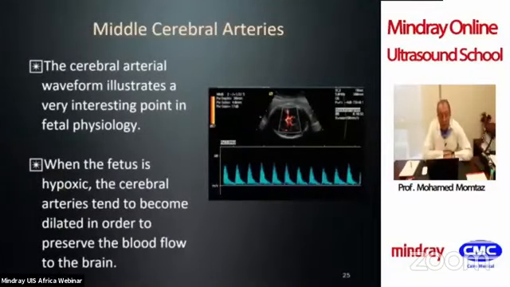The next vessel we study is the middle cerebral artery, and the middle cerebral artery is important because normally in pregnancy with advancing gestation, there is increased resistance, the opposite of the umbilical artery. So you'll have a very small diastolic flow in comparison to the systole. If the fetus is hypoxic, then the cerebral artery starts to dilate to redistribute the cardiac output more to the fetal brain, which is very essential. To do that, the ratio will now be decreased. It was normally high, and then it is decreased.